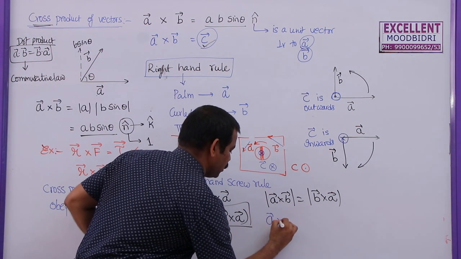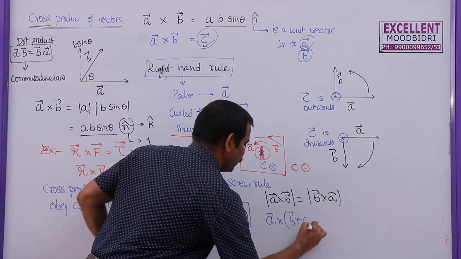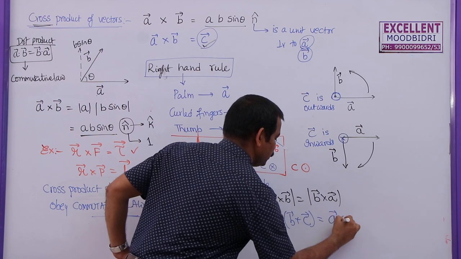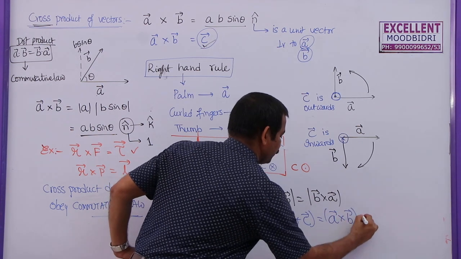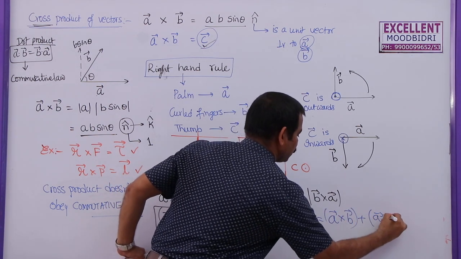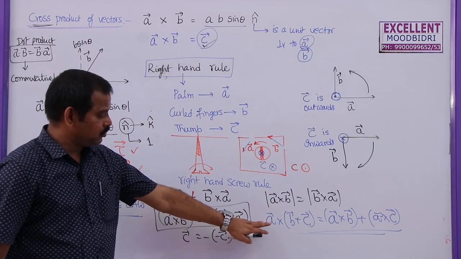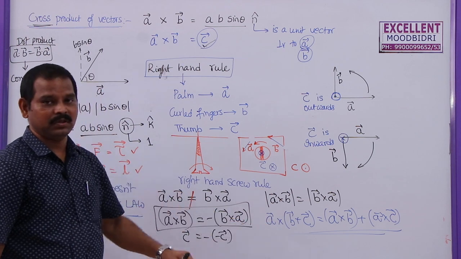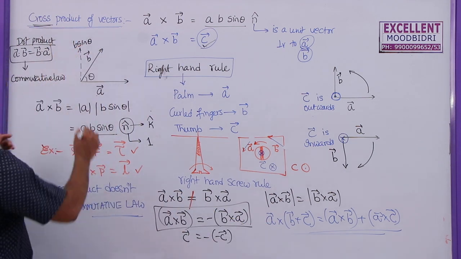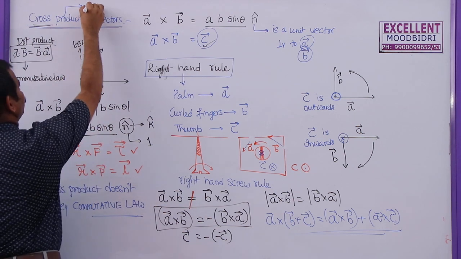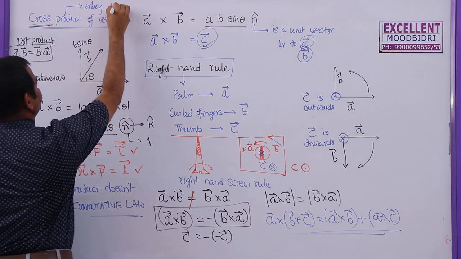So A bar cross (B bar plus C bar) is equal to, if we distribute this, A bar cross B bar plus A bar cross C bar. This is okay, that is useful or obeys in this one. That means cross product does not obey commutative law but obeys distributive law.